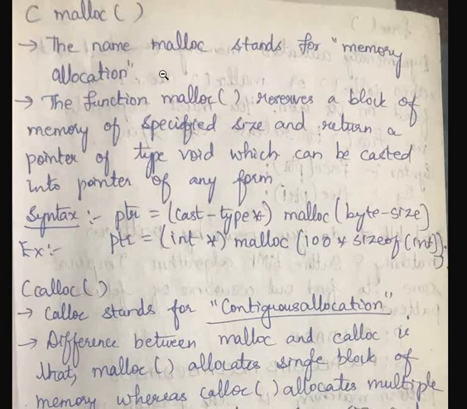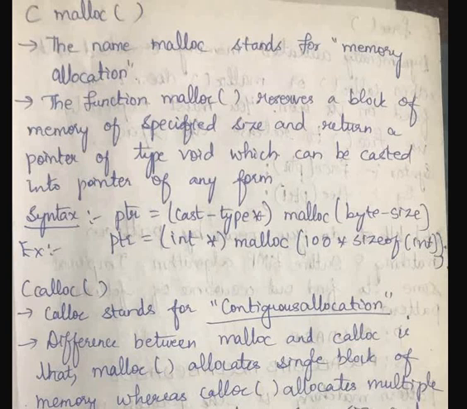So malloc stands for memory allocation. As I've told you, it reserves a block of memory of the specified size and returns a pointer of type void which can be cast into a pointer of any form. The syntax is: pointer = cast type * malloc(byte size). The example will be similar. Cast type means any data type. Here we take it as an integer pointer, malloc of byte size, 100 times size of integer. Integer will take 4 bytes, right? That will be the size of this data type.